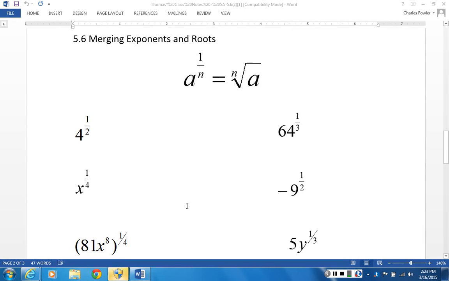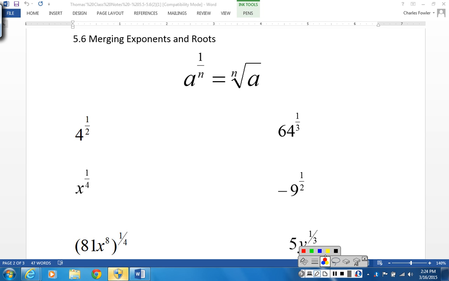In this video, you will learn how to merge exponents and roots. As you can see, I have this equation here, a to the 1 over n equals the nth root of a. So it's important that you know that if you have a number or a variable and it has an exponent that looks similar to this, you could change it to a radical.